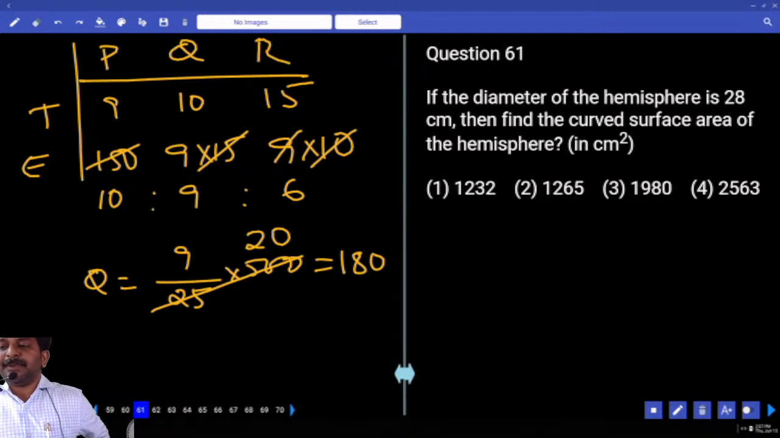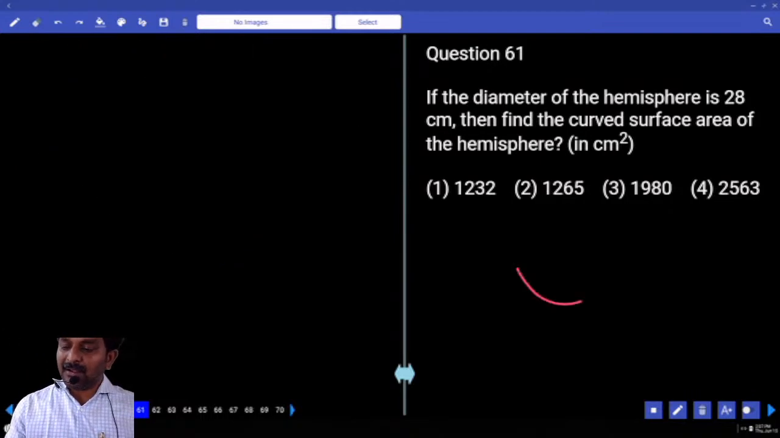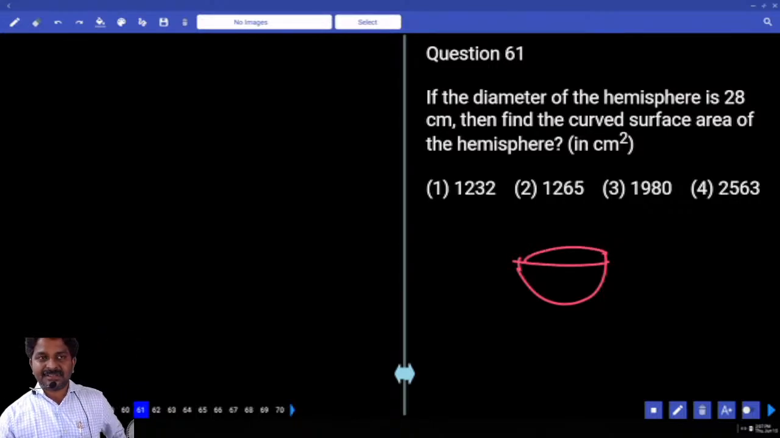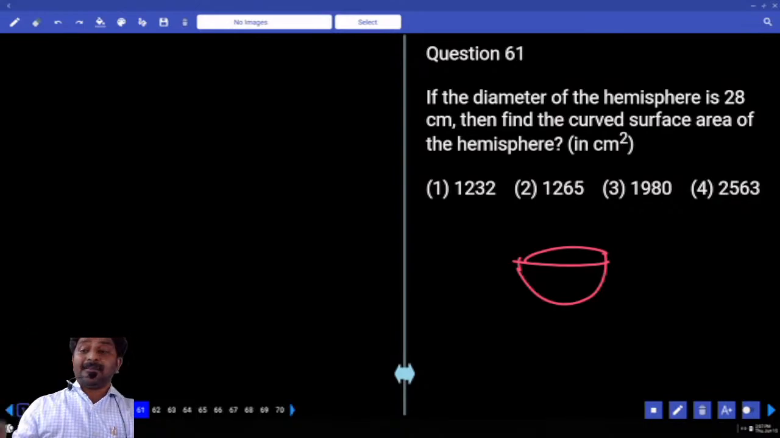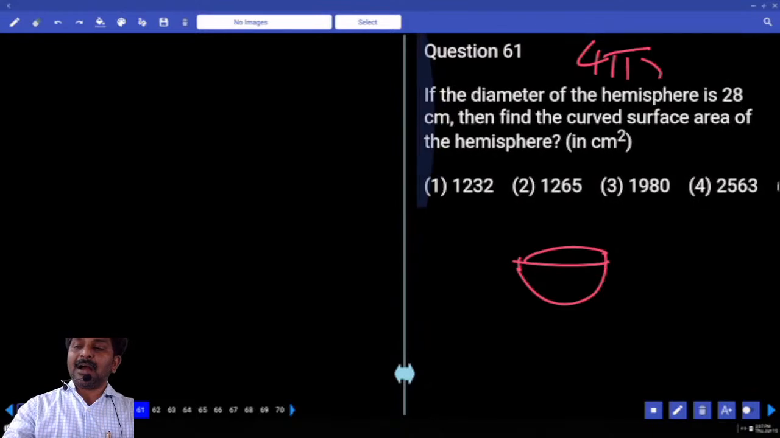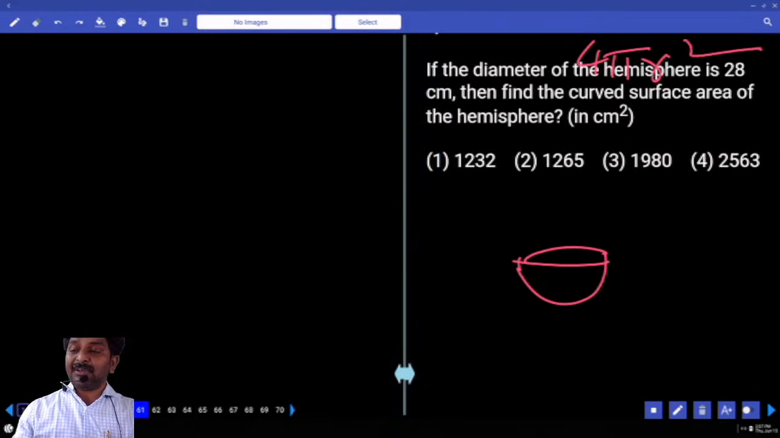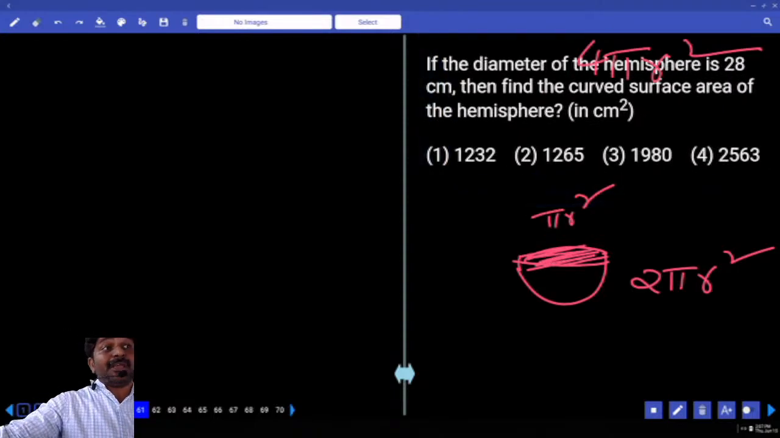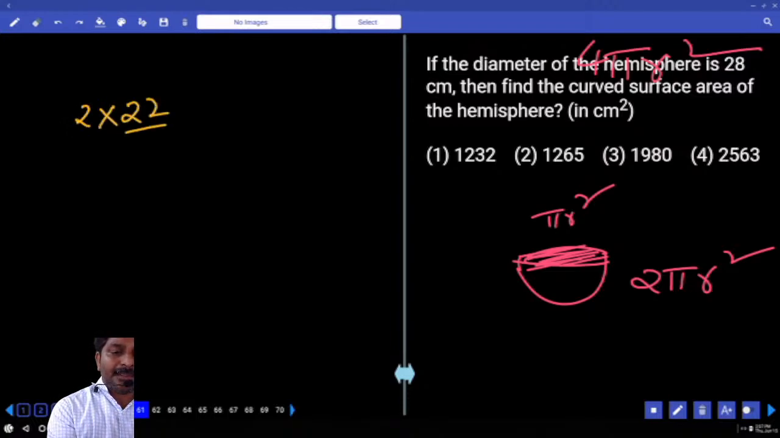If the diameter of a hemisphere is 28 centimeters, hemisphere, half of the sphere, right? Now diameter is mentioned. Find the curved surface area of this hemisphere. For a sphere, what is curved surface area? 4 pi r square. Correct. For hemisphere, it will be 2 pi r square. That is curved surface area. Be careful. For the hemisphere, if you are asked to calculate total surface area, then you need to calculate the upper part also. That is again pi r square. Then it would be 3 pi r square. Correct. But now the question is only curved surface area. Hence it is 2 pi r square.